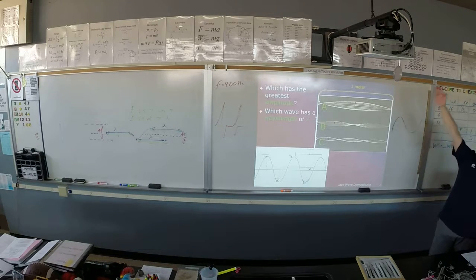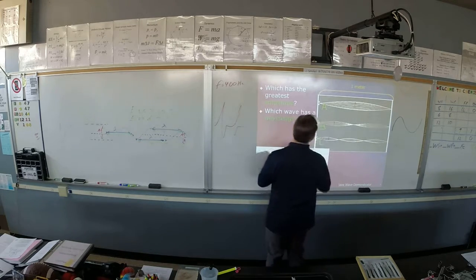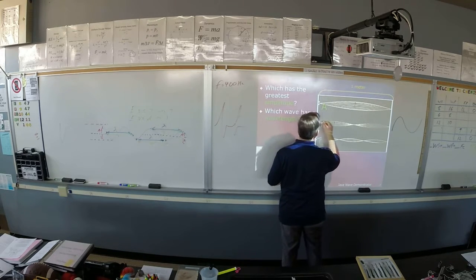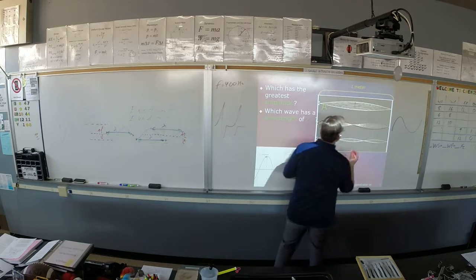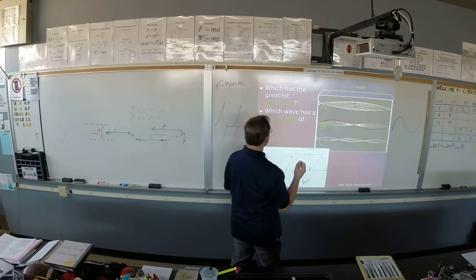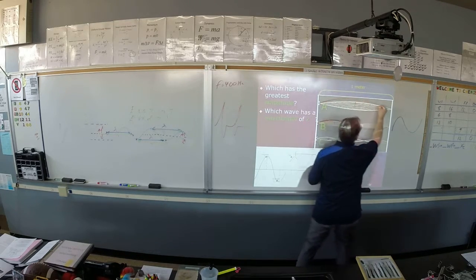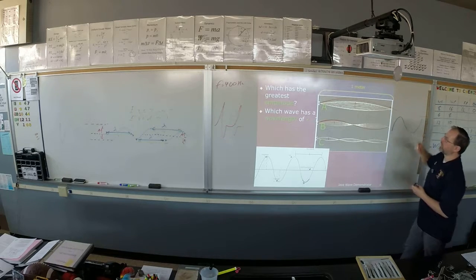So, who thinks it's A? Who thinks it's B? It is B. B has a wavelength of 2 meters. So you have to have an entire crest, an entire trough. That one has a wavelength of 1 meter. Oh, did I say 2? I'm sorry. It's A. So this one has this one, and then another wave over here.